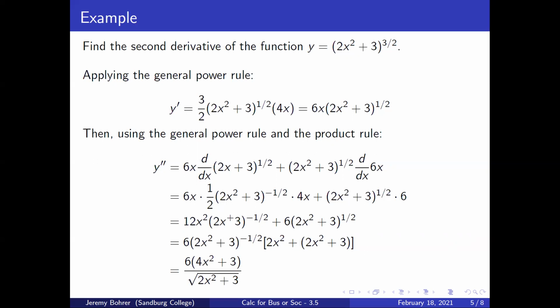Then, using the general power rule and the product rule, we get y double prime is 6x times the derivative of (2x squared plus 3) to the 1/2, plus (2x squared plus 3) to the 1/2 times the derivative of 6x, which is 6x times 1/2 times (2x squared plus 3) to the negative 1/2 times 4x, plus (2x squared plus 3) to the 1/2 times 6, which is 12x squared times (2x squared plus 3) to the negative 1/2 power, plus 6 times (2x squared plus 3) to the 1/2 power, which is 6 times (2x squared plus 3) to the negative 1/2 power times (2x squared plus 2x squared plus 3), which is finally equal to 6 times (4x squared plus 3) over the square root of 2x squared plus 3.